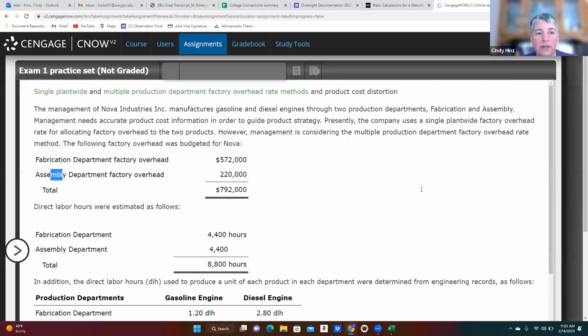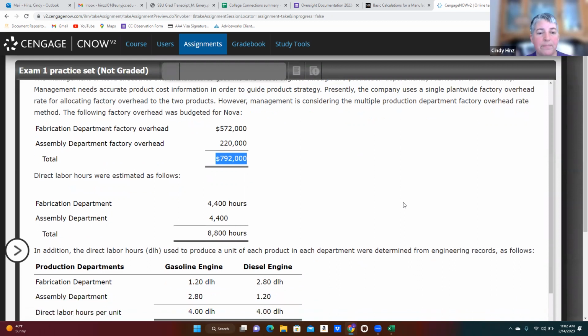Okay, the management of Nova Industries Incorporated manufactures gasoline and diesel engines through two production departments, fabrication and assembly. Management needs accurate product cost information in order to guide product strategy. Presently, the company uses a single plant-wide factory overhead rate for allocating factory overhead to the two products. However, management is considering the multiple production department factory overhead rate method. The following factory overhead was budgeted for Nova, so a total of $792,000 split between the two departments.